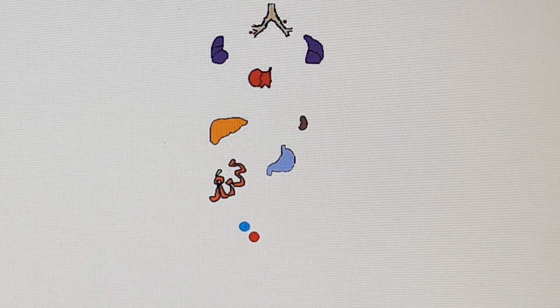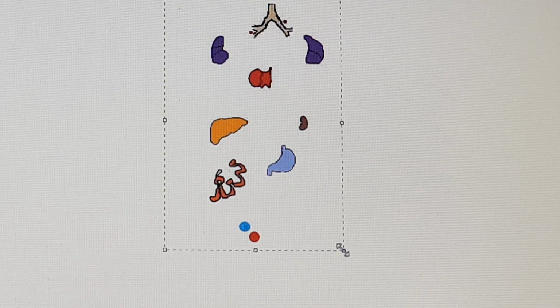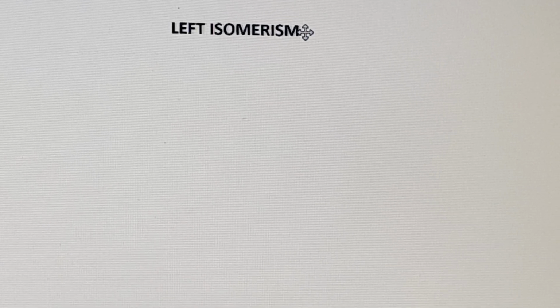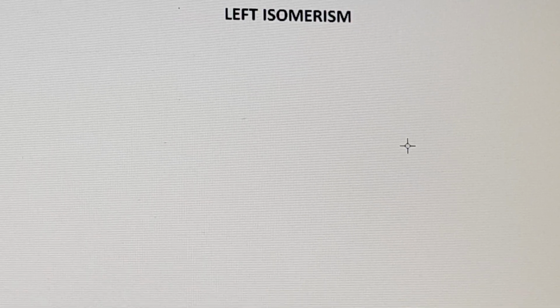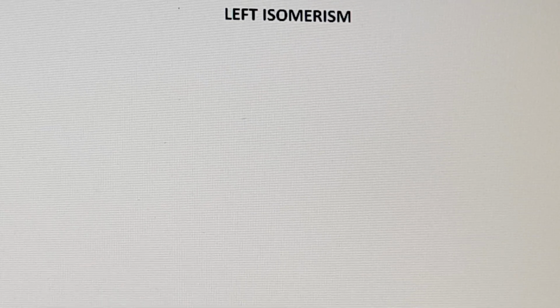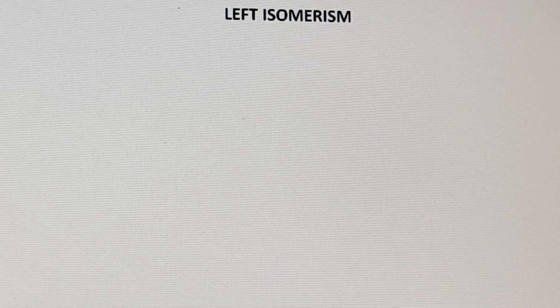Now, I am going to remove this group of drawings or pictures aside and then we will bring in the abnormal ones. First, I am going to deal with a condition called left isomerism. So, I put the heading here. That is left isomerism. Now under left isomerism, the tracheobronchial tree is different from normal. So, here I bring the tracheobronchial tree.